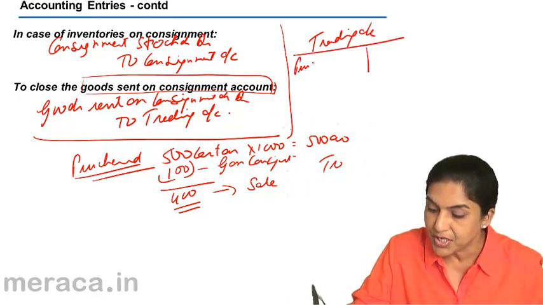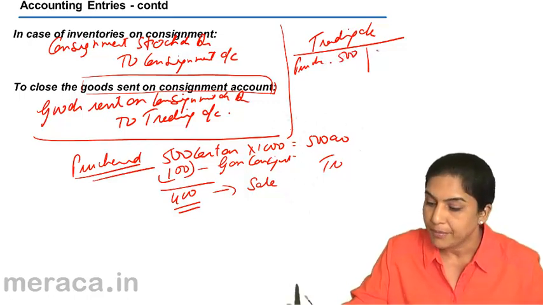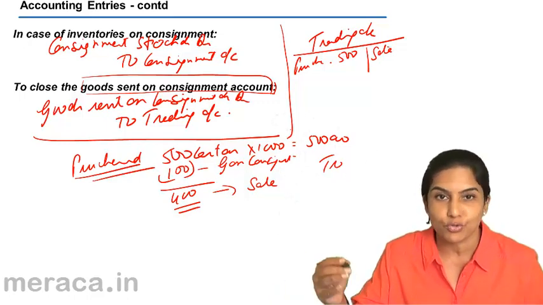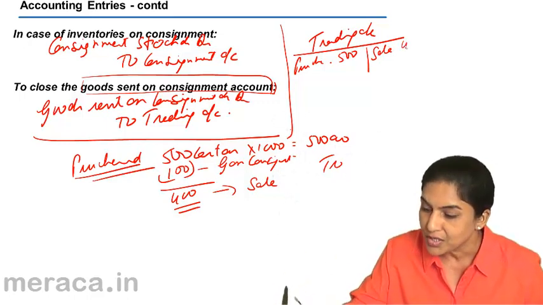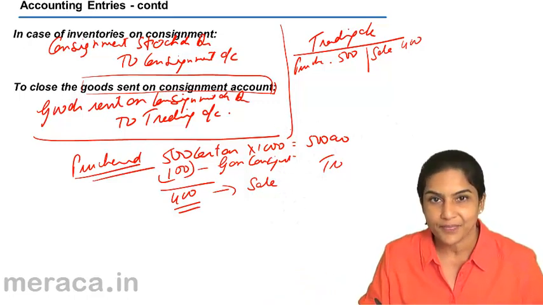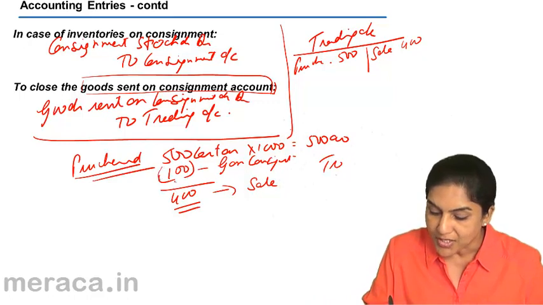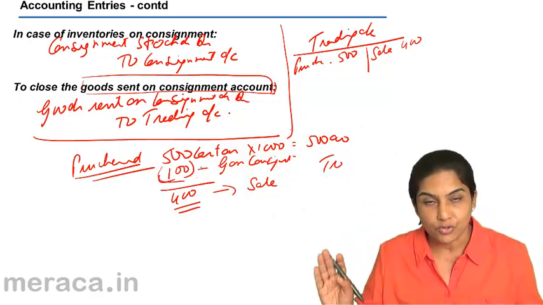She will have purchases, if you notice, of 500 cartons. But she will be able to show a sale of only 400 cartons, including closing stock. This will be of 400 cartons. But that is not correct. Why is this 500 there? Because 100 we have sent as goods on consignment.